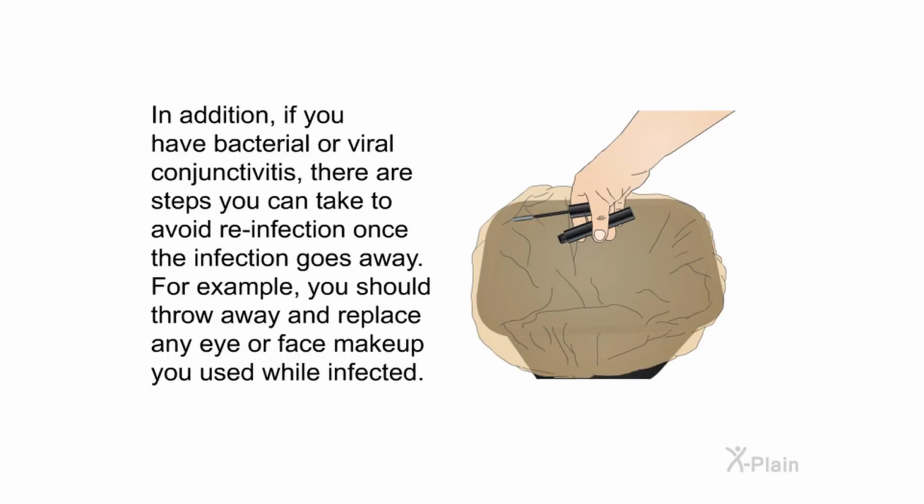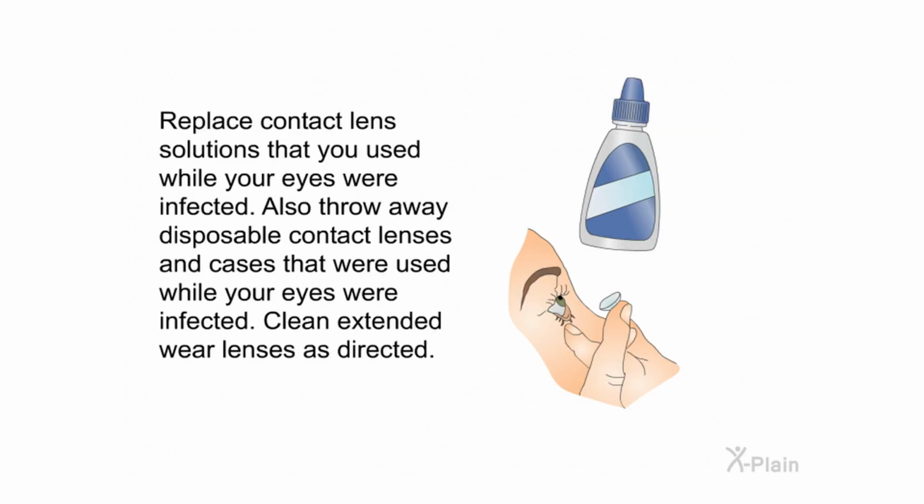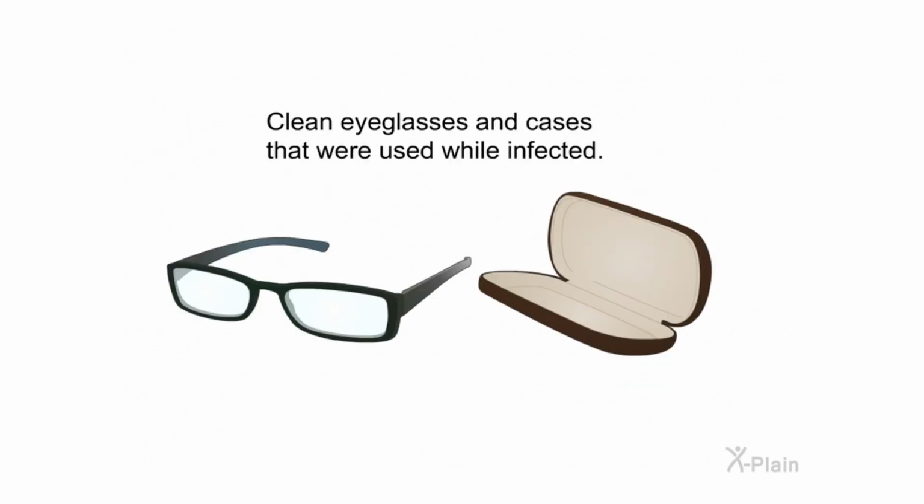In addition, if you have bacterial or viral conjunctivitis, there are steps you can take to avoid reinfection once the infection goes away. For example, you should throw away and replace any eye or face makeup you used while infected. Replace contact lens solutions that you used while your eyes were infected. Also, throw away disposable contact lenses and cases that were used while your eyes were infected. Clean extended wear lenses as directed. Clean eyeglasses and cases that were used while infected.